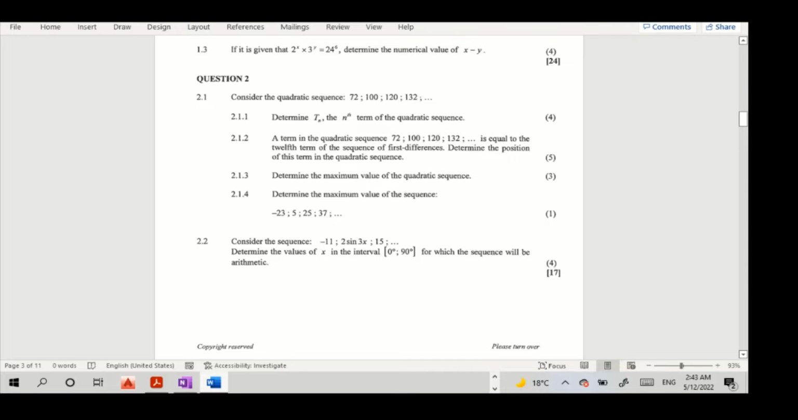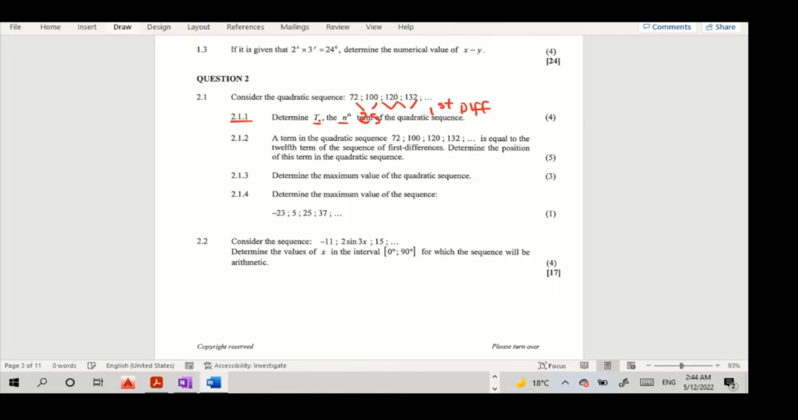Okay, so now looking at question 2, we are given a quadratic sequence, and we are asked to find the nth term, Tn, of the sequence. So we are asked to find the equation of the quadratic sequence. The first thing you're going to do is find the difference of these, which we call the first difference. So you find the first difference.